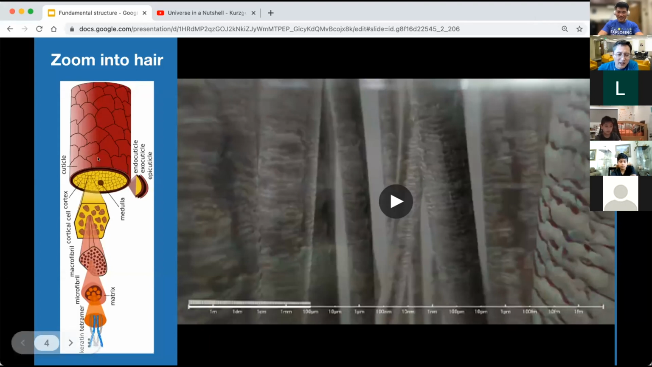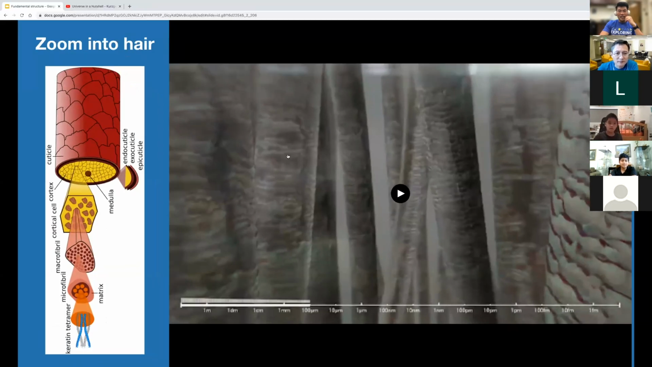You go from the hair at around 100 micrometers all the way to 1 femtometer, 10 to the minus 15. It's really, really small, okay? Oh, I don't know what happened. Let's go back.